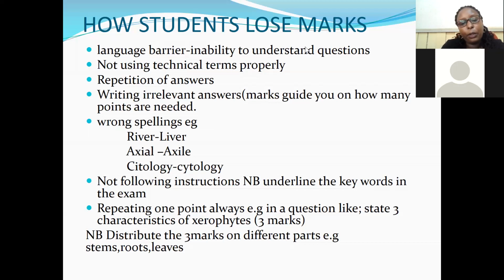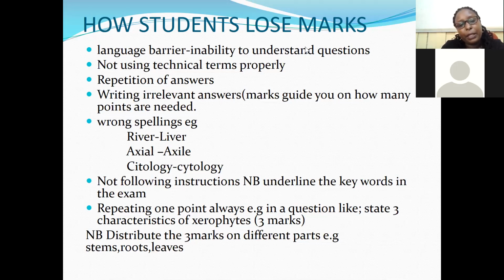I'll give an example of the question we had on study of the cell. The students were required to name the study of the cell, which is cytology, C-Y-T-O-L-O-G-Y. And the students would be writing cytology from the word city, C-I-T-O-L-O-G-Y. And that careless mistake does not score.